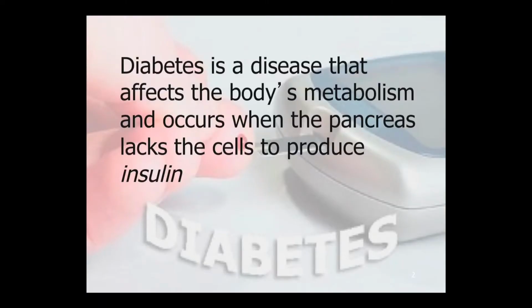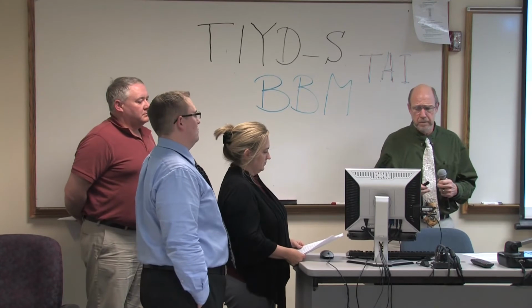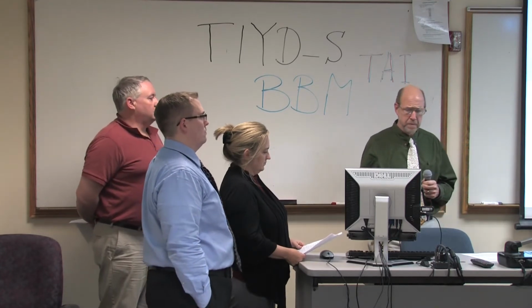Diabetes is a human disease that affects the body's metabolism. It occurs when the pancreas, which is a gland inside your body, fails to produce a hormone called insulin. Insulin is in your bloodstream, and it helps the blood transfer a sugar called glucose to the various cells in your body: muscle cells, liver cells, and your fat cells.